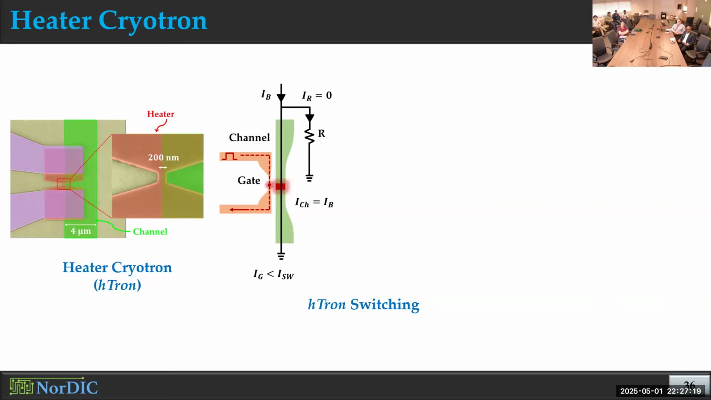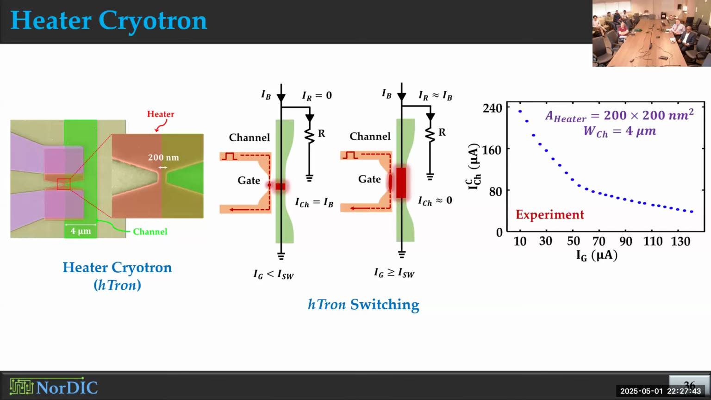And initially, both this gate and channel remain superconducting, and they are separated by a dielectric material in between. Now, when you apply suitable current to this gate and channel, the gate becomes resistive faster because of this narrow region in the middle here in the gate. And when it becomes resistive, it starts generating thermal phonons. And these thermal phonons are carried to the channel by this dielectric material. Now, if we keep increasing the gate current, that will keep generating more and more thermal phonons, which will be carried to the channel, and that will increase the temperature of the channel material here.